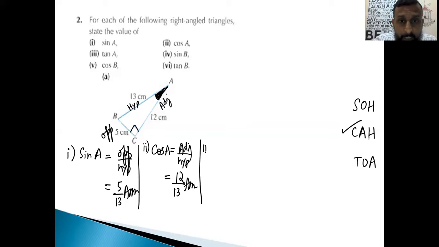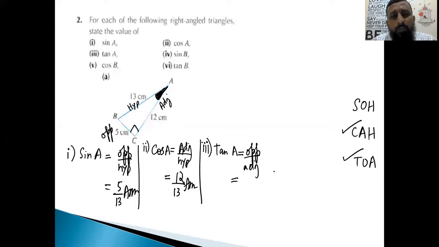Likewise, we have part 3, and that is tangent A. What we have learned about tangent, boys and girls, we have learned tua. Tua means tangent A equals opposite upon adjacent. Now, what is opposite? The opposite value in front of this angle A is 5. I'm considering this triangle ABC, and the adjacent value is 12. So it's 5 upon 12. That's the answer of part 3.